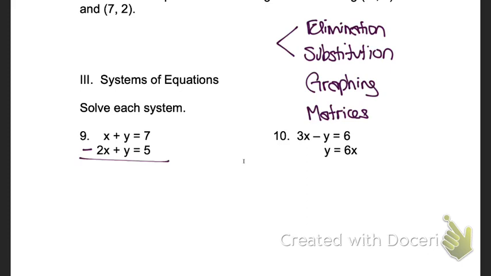If I subtract everything, x minus 2x gives me negative x. What happens when I do y minus y? They cancel. That's the whole point of elimination, right? 7 minus 5 is 2. Therefore, your x value is actually what? Negative 2. How do you find the y?